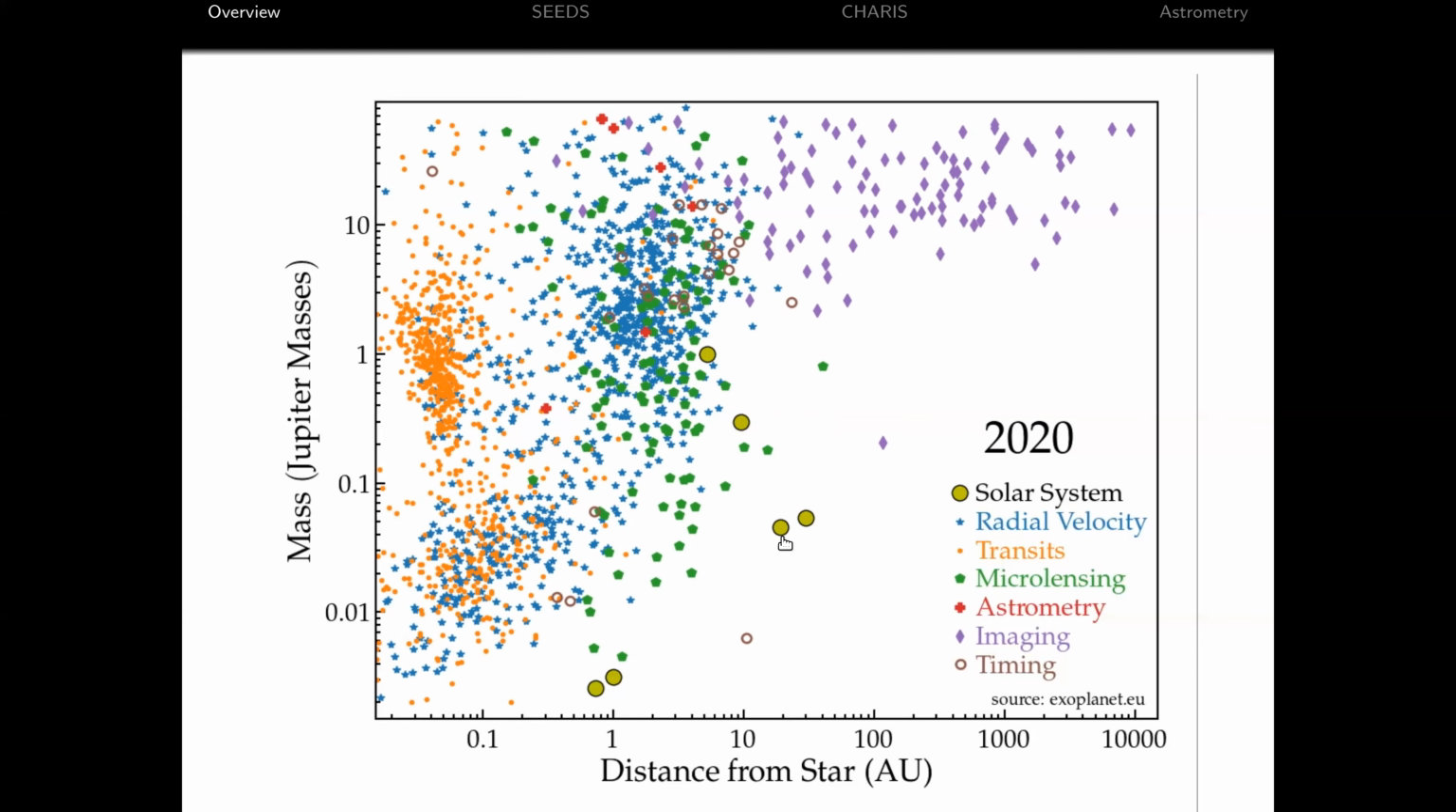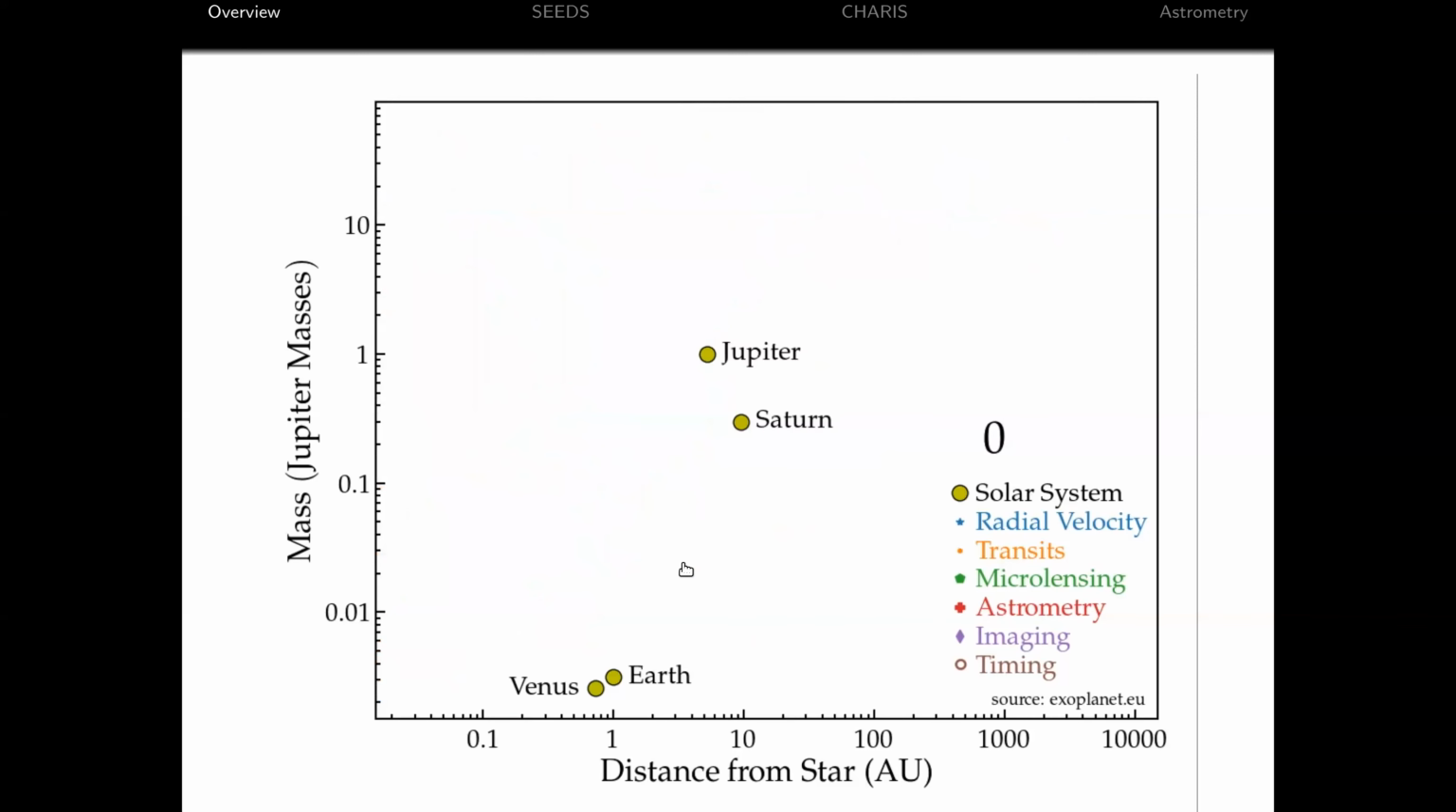There aren't points in some parts of this diagram, like over here, just because those exoplanets are harder to find. It's not because they don't exist. We're pretty sure they do exist. It's just that a low mass planet far from its star is very hard to find with the techniques that we have available to us now.